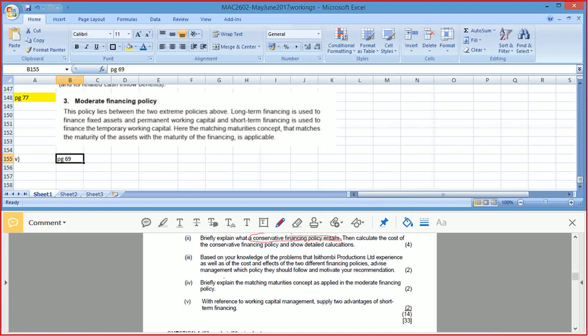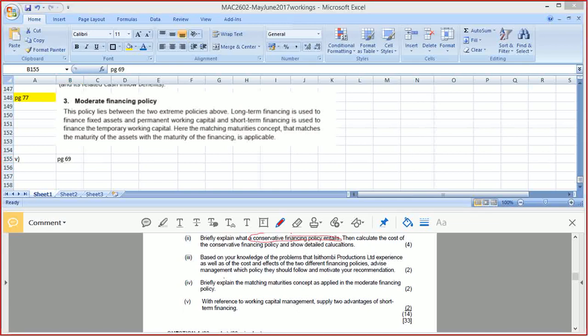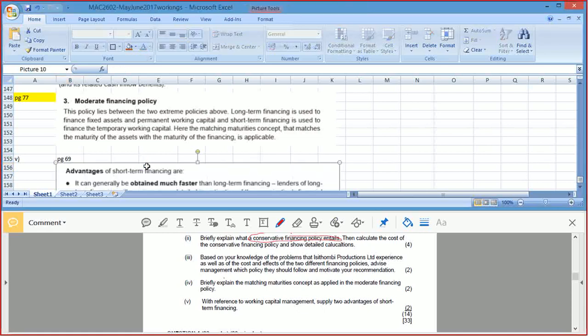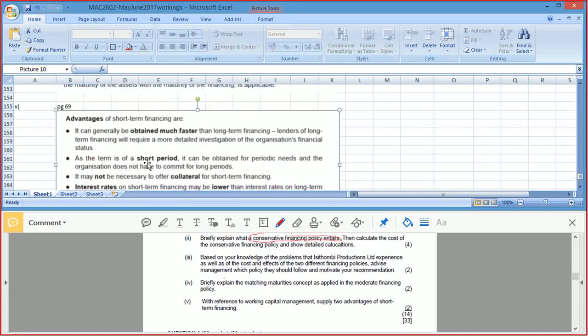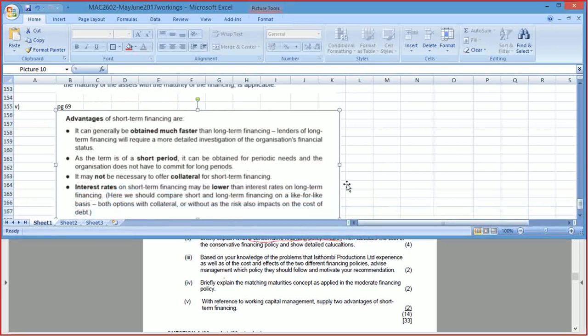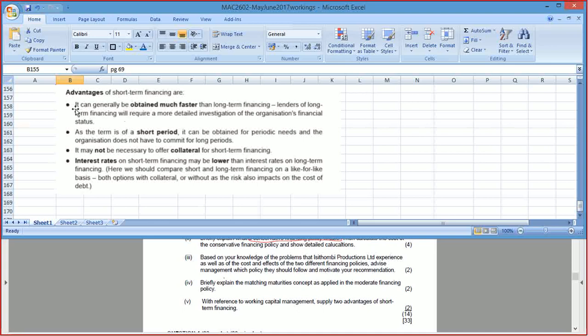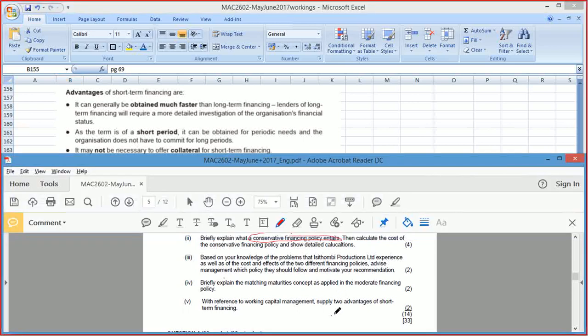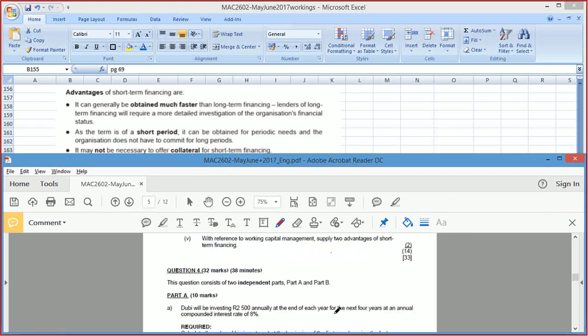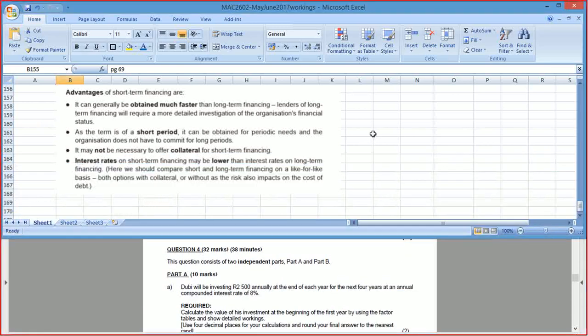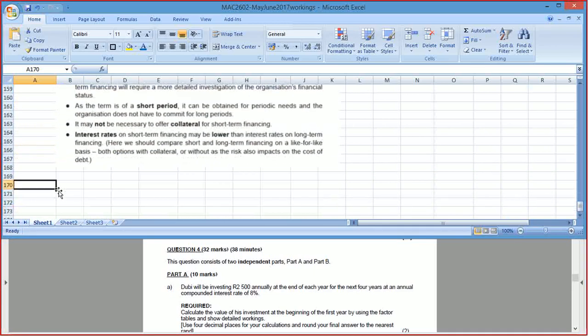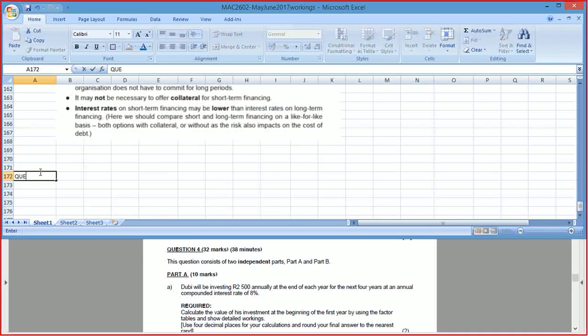Okay, on page 69 you would take this. Any two. They've given you 4 here. Do you see that? Yes, sir. Okay, so advantages of short-term financing, they give you 4. You can decide which 2 you want to write down for 2 marks. Got that? Yes, sir. Okay, great. Right, and then we've got one more question to do. Question 4.